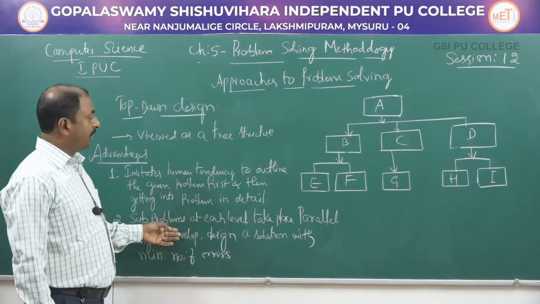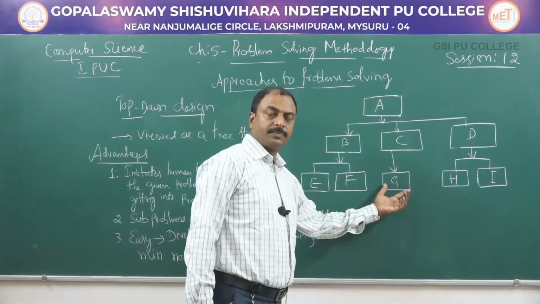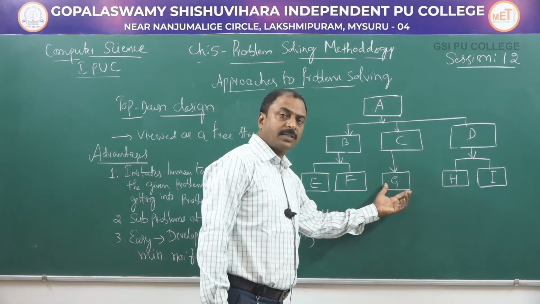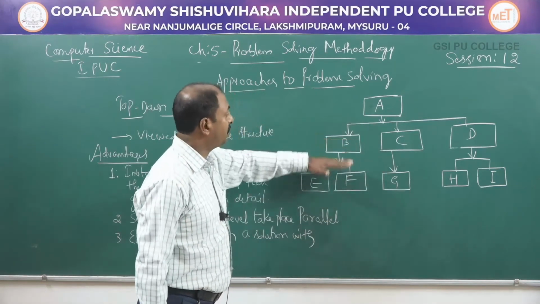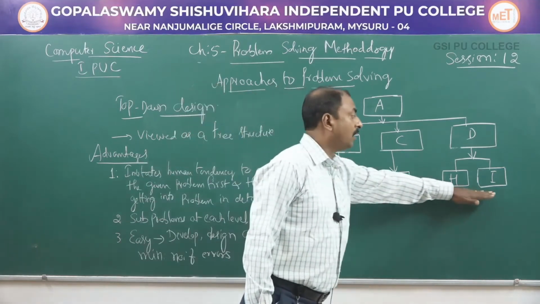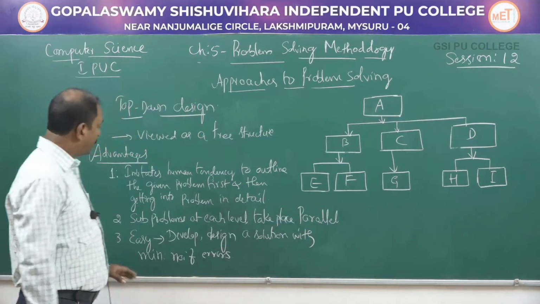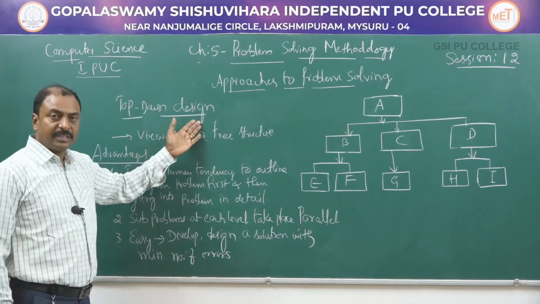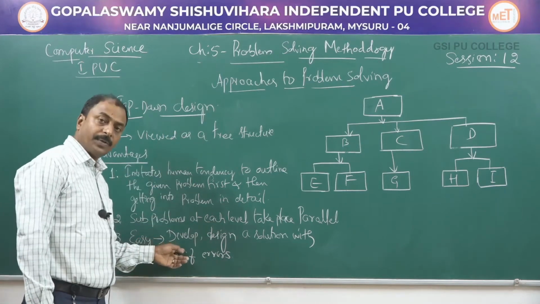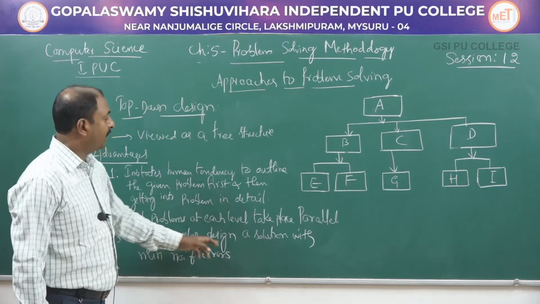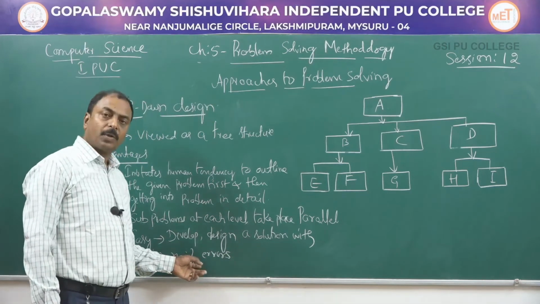Next one is, this is one level and this is another level. At each and every level, all sub problems or sub programs will take place in parallel. Next, if we follow this top down design technique, it is easy for a programmer or developer to develop software and design a solution to a problem with a minimum number of errors.